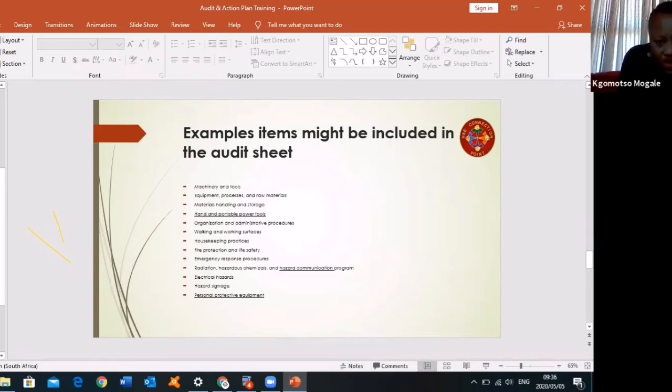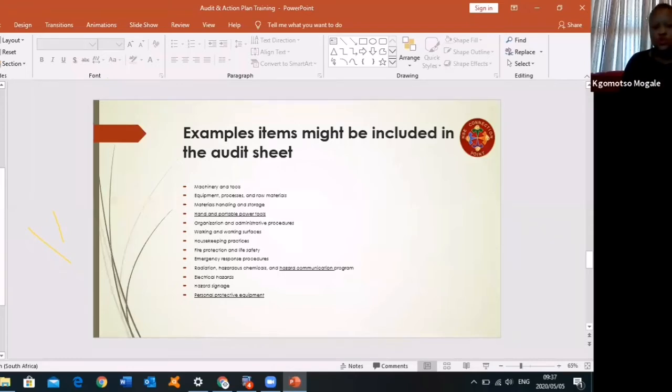and then also working surfaces, your housekeeping, fire protection and safety, emergency response, radiation and hazardous chemicals, electrical hazards and hazard signage, PPE. So guys, these are some of the items. It's not everything. This is some of the stuff that might be in the audit sheet. So we also need to look at those things that we're going to be having on the audit sheet.